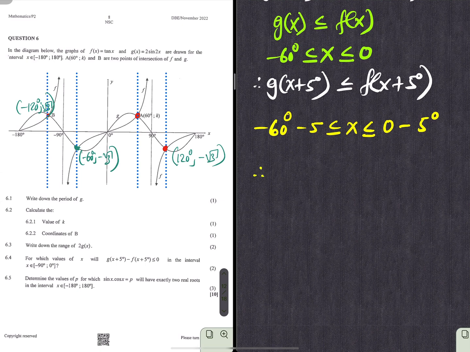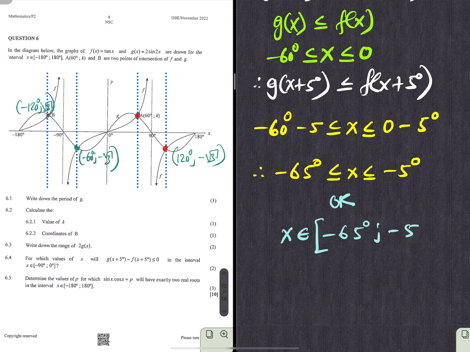Therefore, this will boil down to negative 65 degrees less or equal to x less or equal to negative 5 degrees. For those of you who love interval notation, you can put it this way: x is in between negative 65 degrees and negative 5, and that is still allowed there. This is how far I'll go with this question.